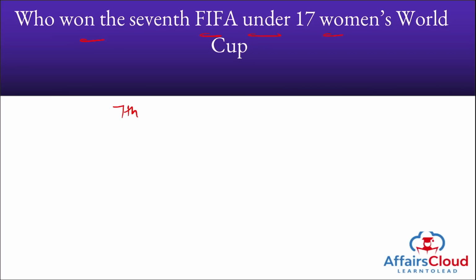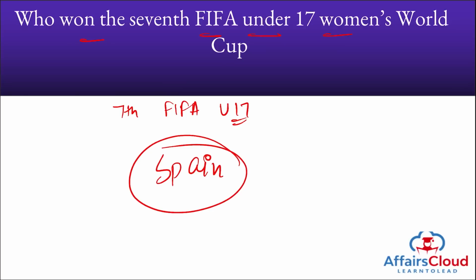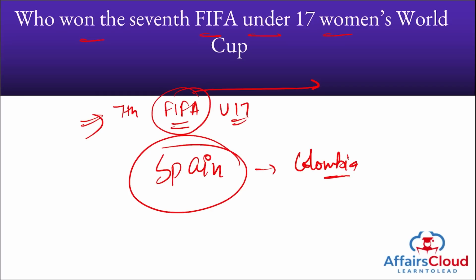Next, who won the 7th FIFA Under 17 Women's World Cup? This is related to sports. So the 7th edition of the FIFA Under 17 Women's World Cup was won by whom? The question is asked simply. All right, it has been won by Spain. Spain has grabbed the title by beating Colombia in the 7th edition of the FIFA Under 17 Women's World Cup. What is the full form of FIFA if it is asked? Federation Internationale de Football Association. Then remember, it was the Under 17 Women's World Cup.